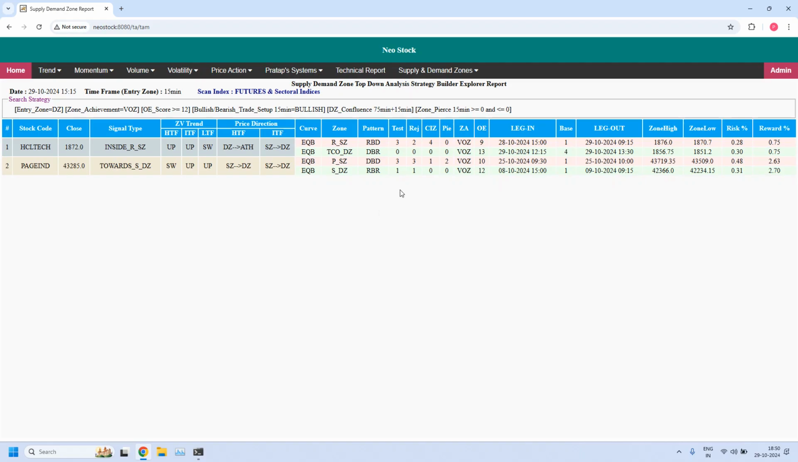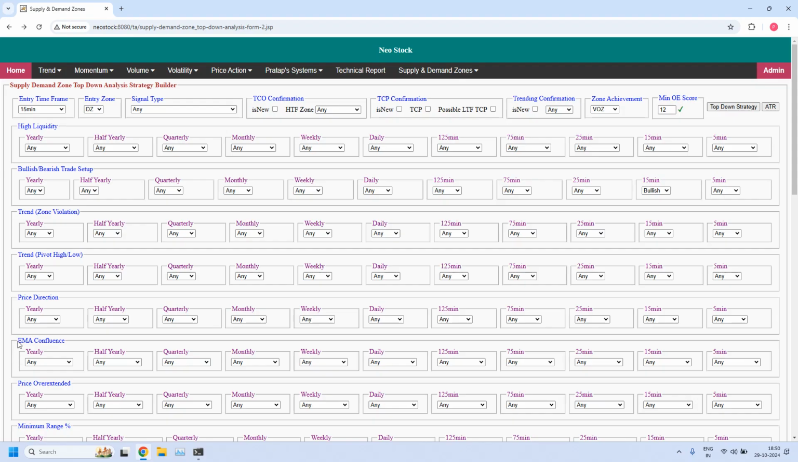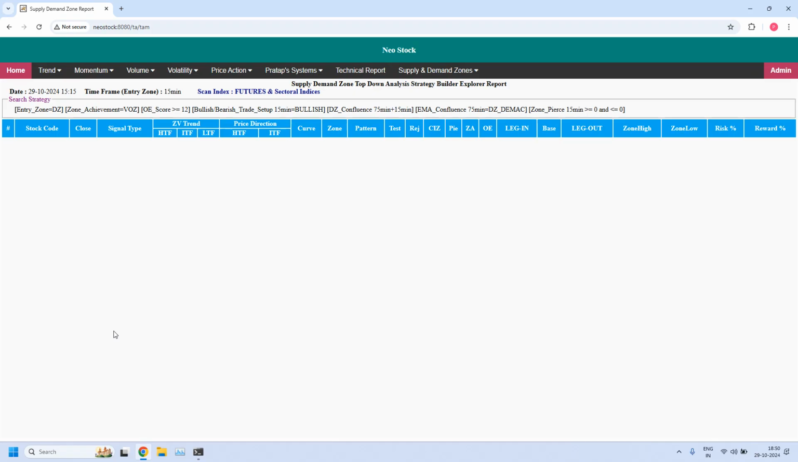That means all these 15 minutes demand zones are part of the daily demand zone. These 15 minutes demand zones are part of the 75 minutes demand zone. 75 is entry time, ITF time frame. And 75 minutes trend is up. If any of these zones are having daily EMA confluence, it is even more high probability, because the 15 minutes demand zone is part of this 75 minutes demand zone in EMA confluence at 75 minutes time frame. 75 minutes demand zone with daily EMA confluence filter I set. So none of the stocks are having daily EMA confluence.